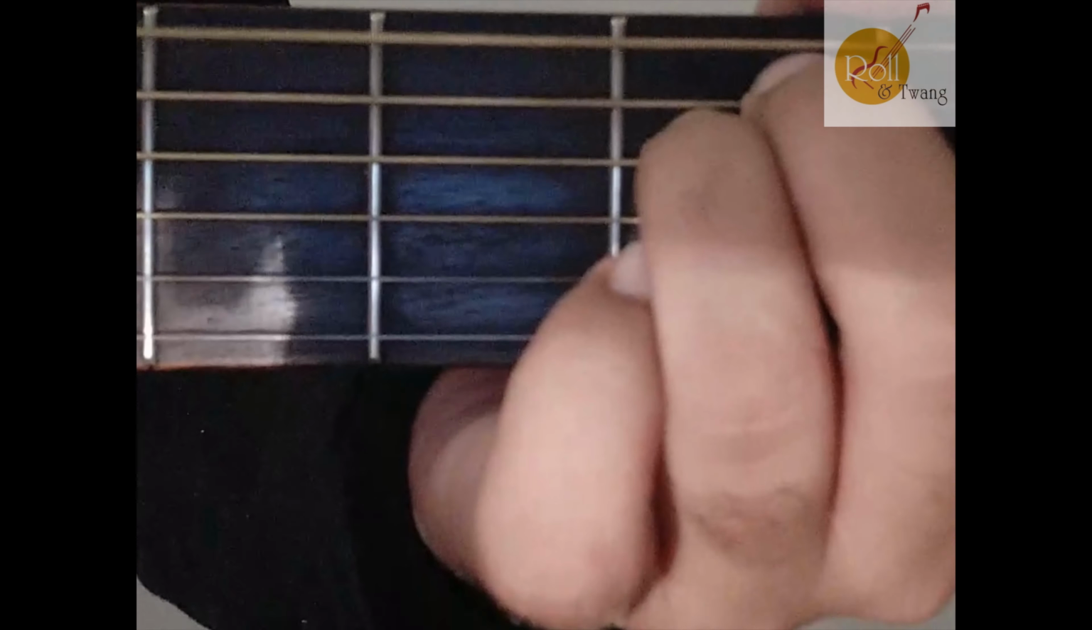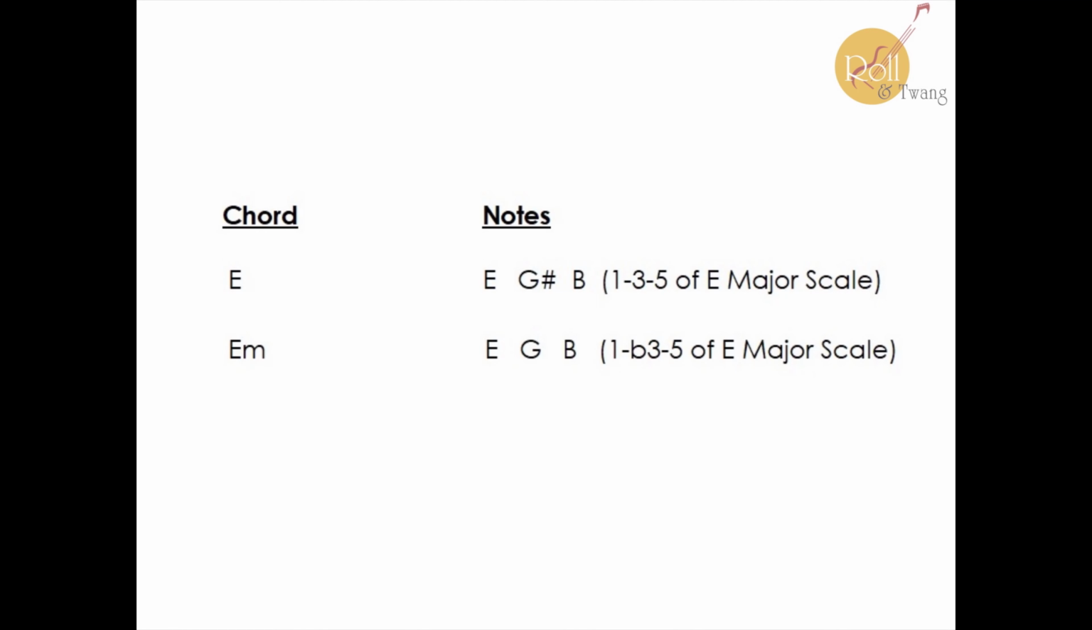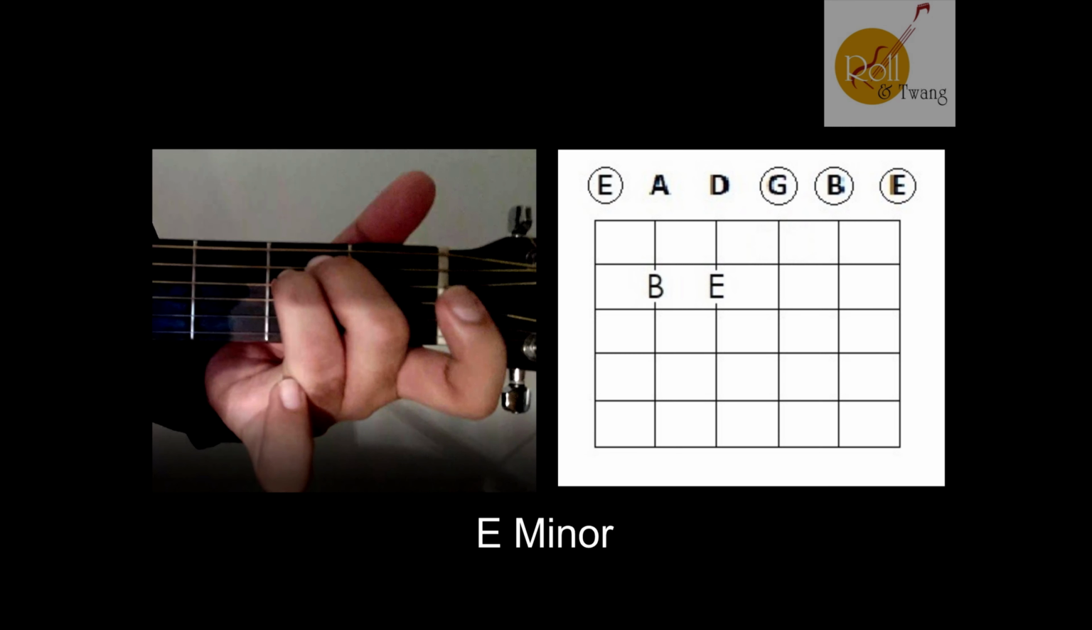Now let's find out about E minor. The only difference from E major to E minor is that of the third note. So this G sharp will become a G note. So again, starting from the low E to high E, let's check the notes that we are playing.